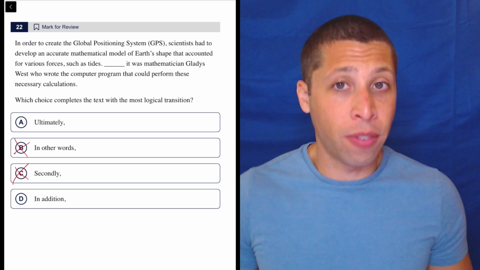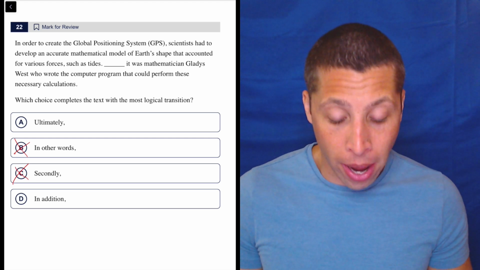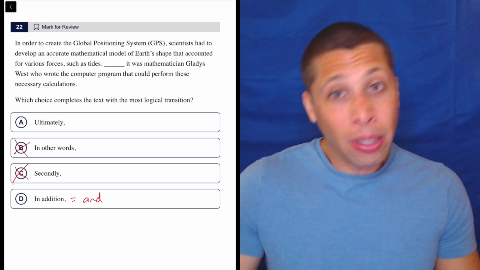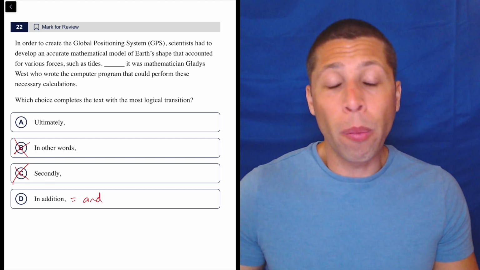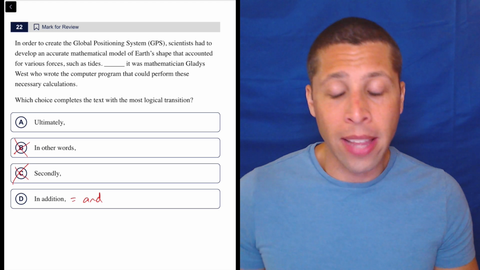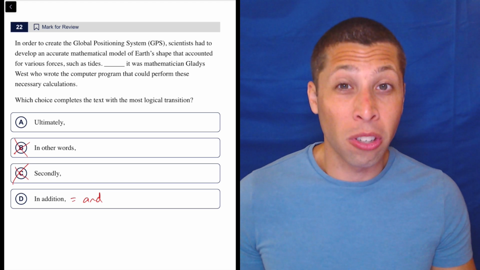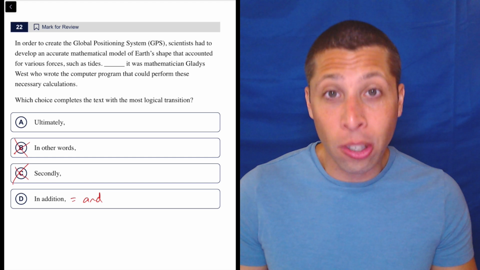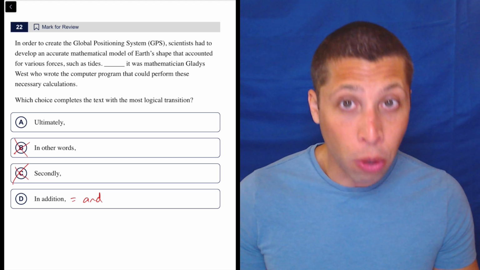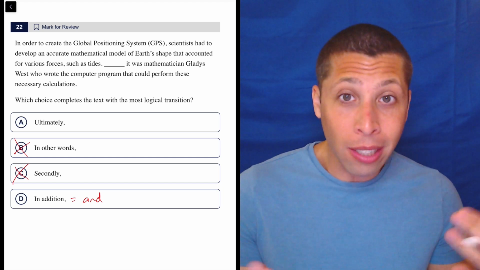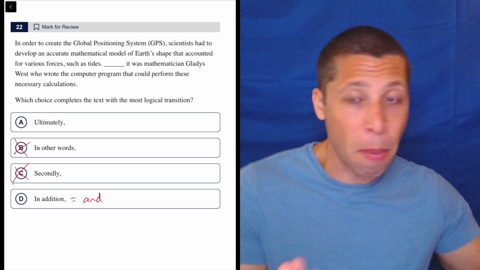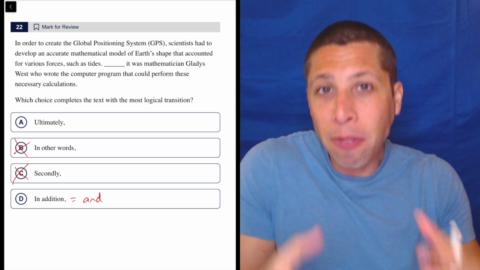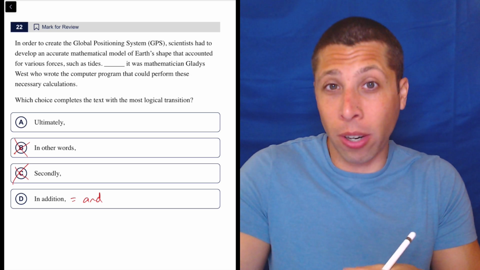Now, in addition is very tempting because it's safe, right? In addition just means and or also. But that's not really a transition, right? That's kind of what we would pick if nothing else worked. And that's an important part of these transition questions: there's a bit of a game to them. We need to know the rules of the game. Words like in addition, furthermore, moreover, those are all transitions that don't really transition. They just say, I'm about to say something new. So this is something kind of new, but we have to be sure there's not some other better transition word first.